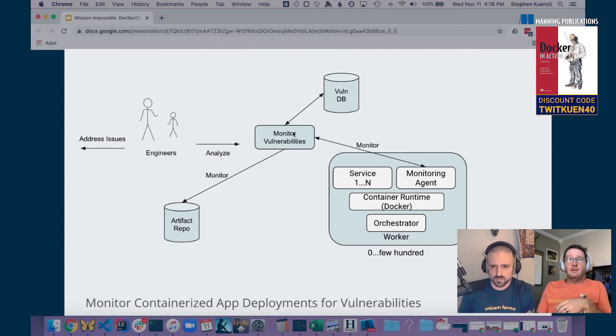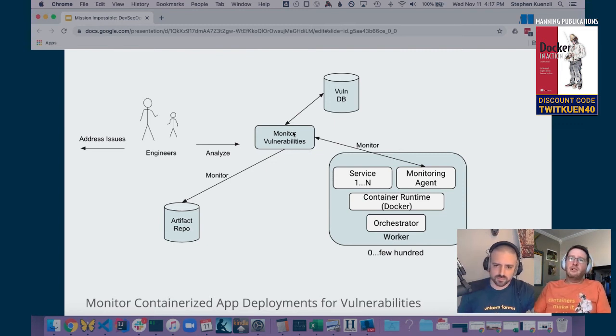But what's in the registry is not necessarily what's deployed. Very little, a very small portion of it is actually deployed at any given time. And so the main goal of these container vulnerability monitoring systems is to give you visibility into how many containers you have out there that are subject to a particular vulnerability.